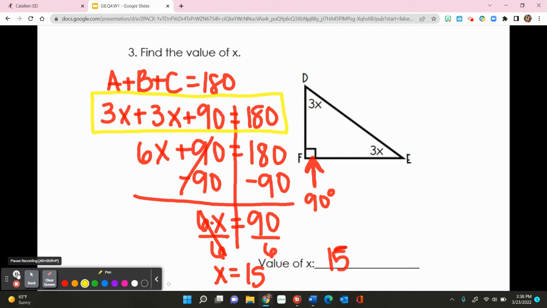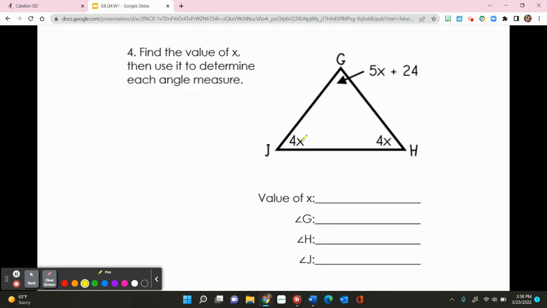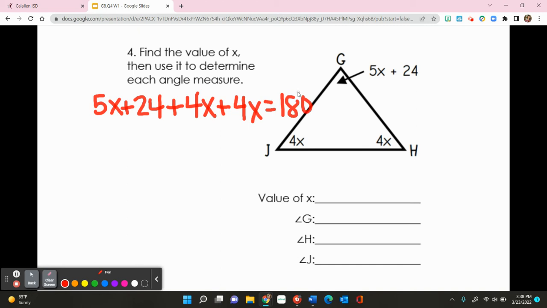Let's go ahead and now look at our last question. So now for number 4, we want to find the value of x, and then we want to use it to determine each angle measure. So again, the first thing we're going to do is create an equation. We're going to use the triangle angle sum theorem. So that is 5x plus 24 plus my second angle, which is 4x, and my third angle, which is 4x. Now when I add these three angles together, again, this should equal 180.